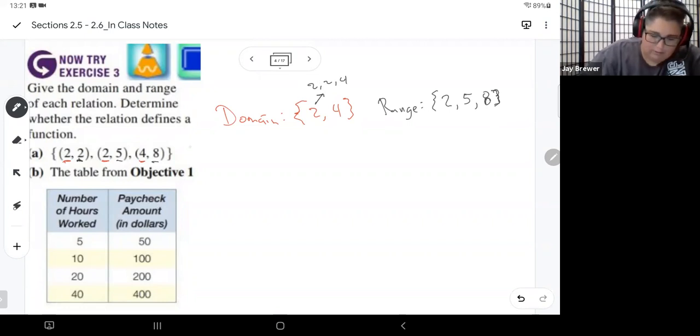So we conclude here relation. You can determine right away if the second one is a relation by looking to see if you have any repeated values. You actually don't have any repeated values in either side. So you have a function.